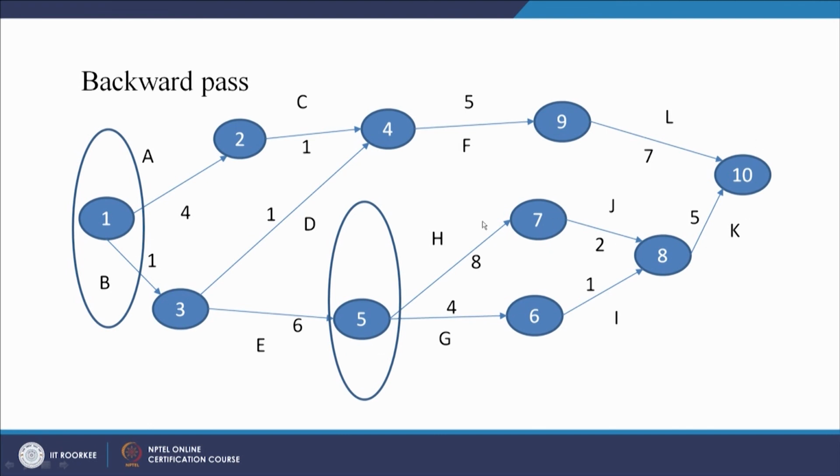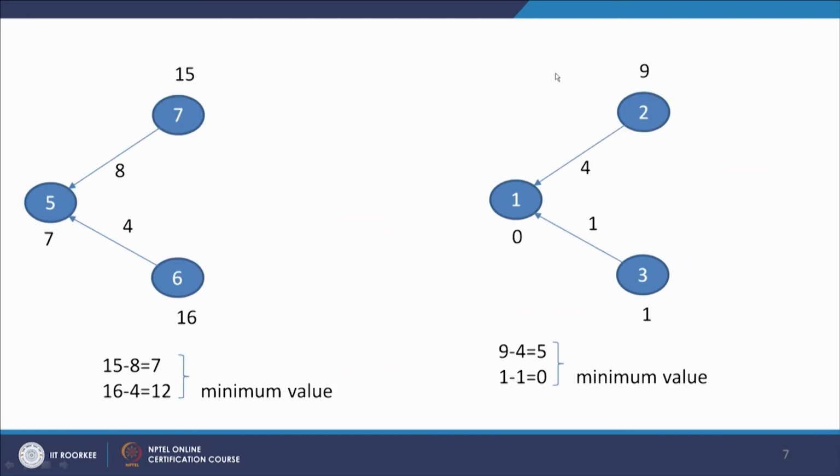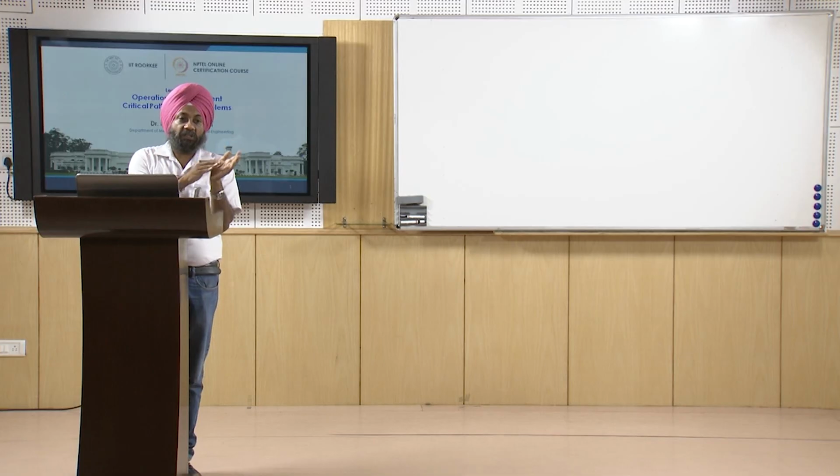And if we come from this path, H, we have to see when can H start at the latest, that we have already calculated after 7 days. So here you can see 15 minus 8 and 16 minus 4. So 16 minus 4 is 12 and 15 minus 8 is 7, and we have to take the minimum value, that is in this case 7. So for 5, during the backward calculation we have to take the minimum of the 2, so we have taken the value 7.